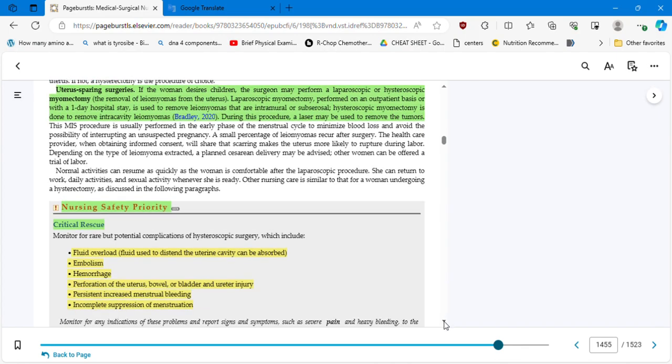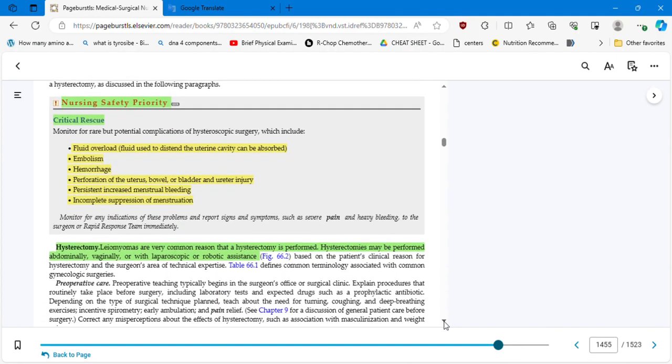Okay. Nursing safety priority. Critical rescue. Monitor for rare but potential complications of hysteroscopic surgery, which include fluid overload, since the fluid used to distend the uterine cavity can be absorbed, embolism, hemorrhage, perforation of the uterus, bowel or bladder, and uterine injury, persistent increased menstrual bleeding, and incomplete suppression of menstruation.